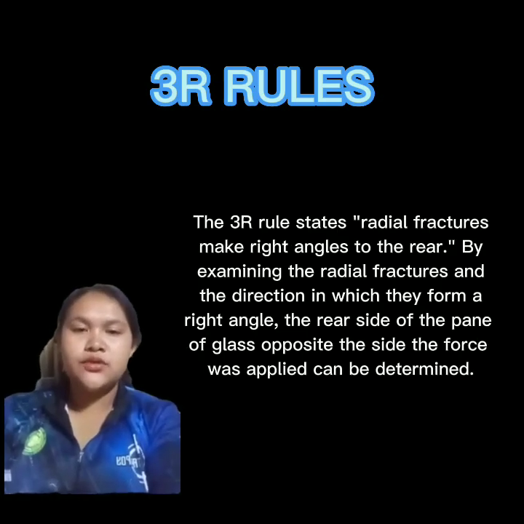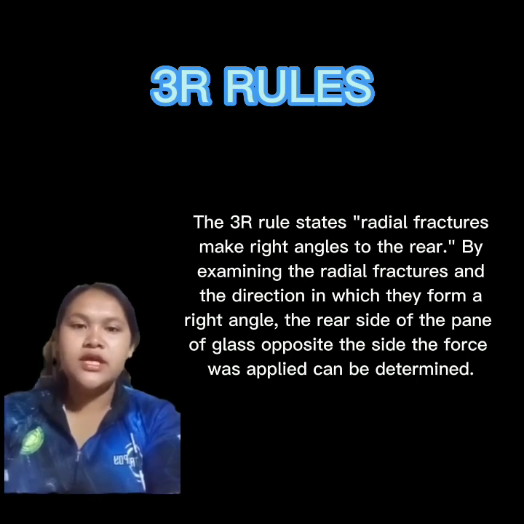The 3R rule. The 3R rule states radial fractures make right angles to the rear. By examining the radial fractures and the direction in which they form a right angle, the rear side of the pane of glass, opposite the side the force was applied, can be determined.